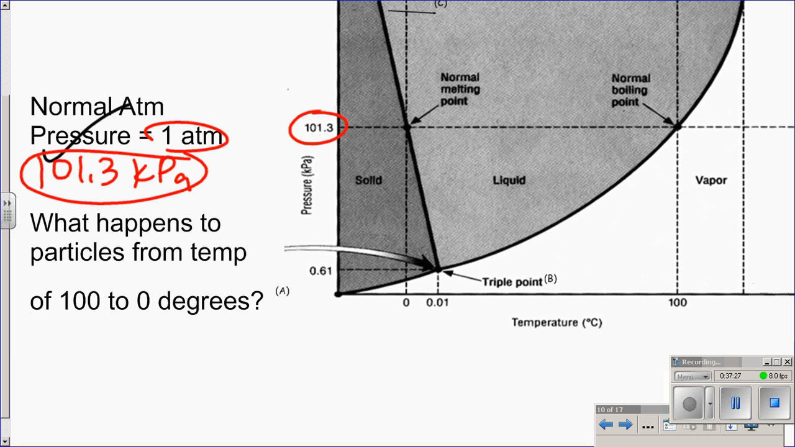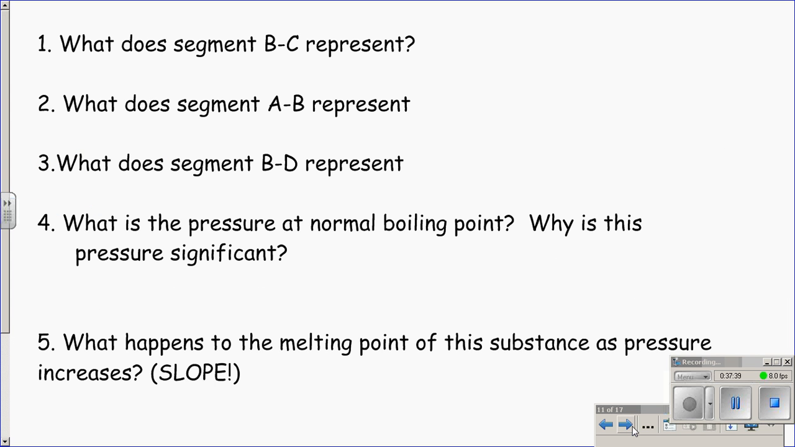So as we go from 100 degrees all the way back down to 0 degrees, we're basically going from gas to liquid to solid. We're just going the opposite direction. Okay, so we're going to, is it this one? Yeah. On your paper, did I type out these? Yeah? Okay. So let's look at segments B through C, and we need to know what this represents. So answer these questions with me.